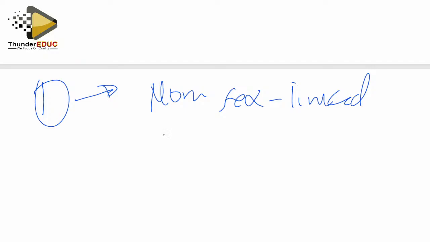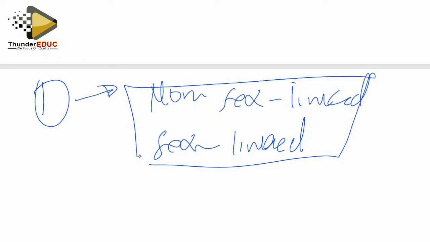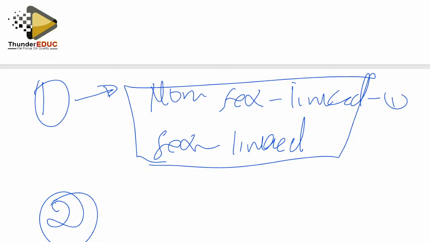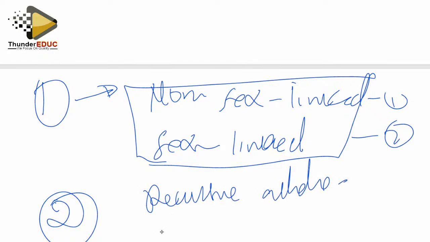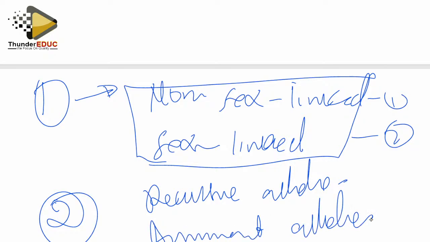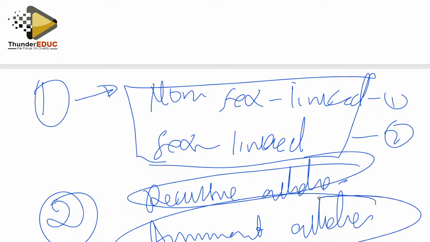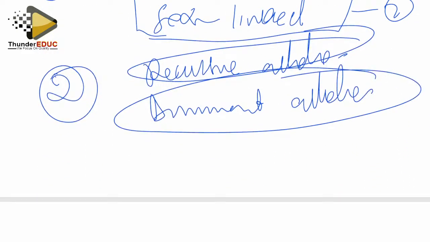The second one is sex linked. You need to know that. So this is 1, this is 2. The second category is recessive allele or dominant allele. So is it caused by a dominant allele or is it caused by a recessive allele? Is it clear?